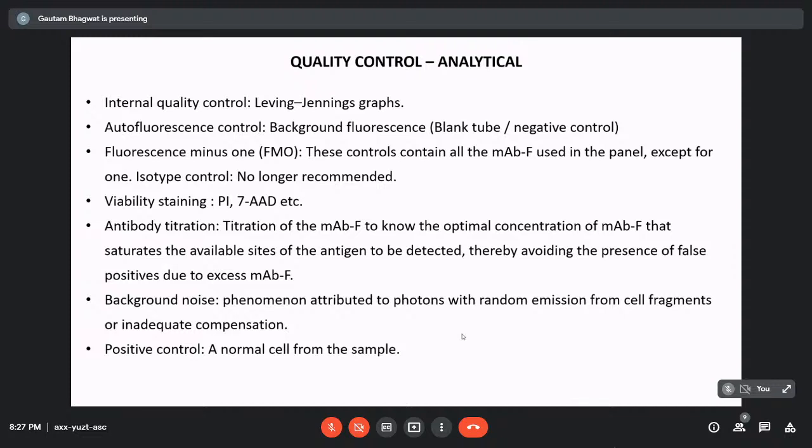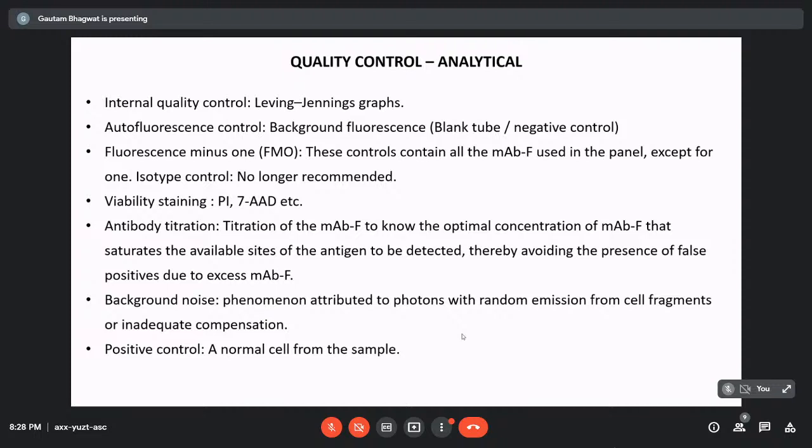During analysis, we have certain methods to see whether we are really doing proper analysis or not. First is the internal quality control, the Levey-Jennings graph, which is standard in all the instruments that we use. Similarly, we can do it with our flow cytometers also. The next three or four I'll discuss a bit in detail.